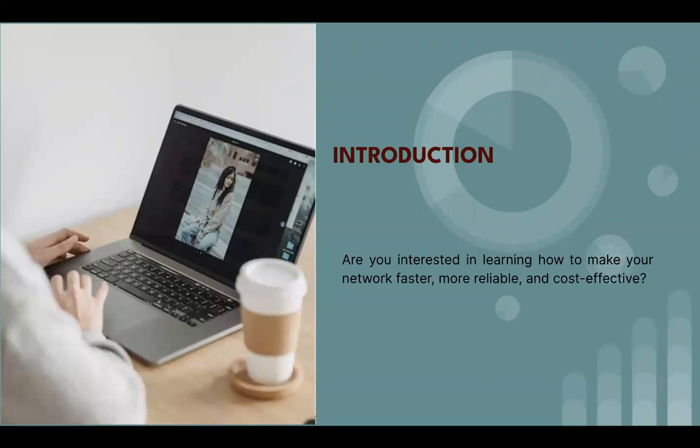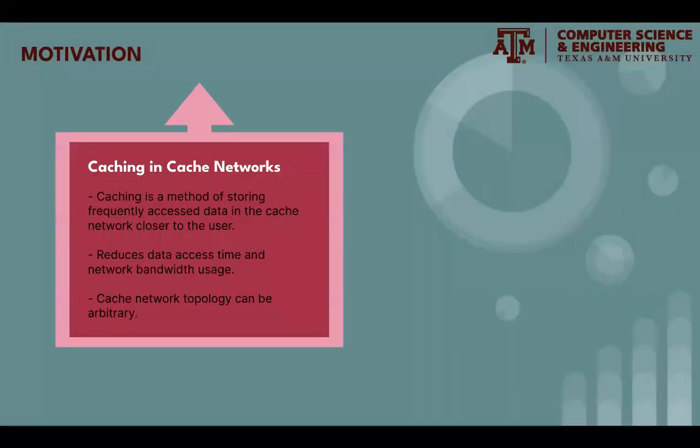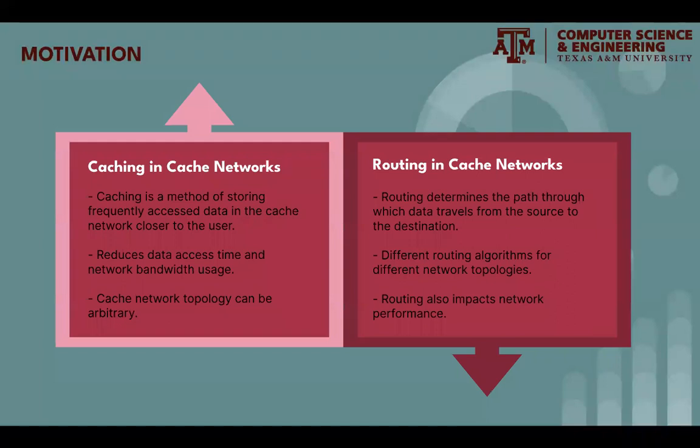To achieve this, we will expand on two techniques already discussed in the class, caching and routing. Giving a quick background on these two methods, caching is a technique to store frequently accessed data in a cache network close to the user. It can be an end user's machine or a cache network closer to the user like a CDN, which we talked about in the lecture. Caching offers the benefits of reduced bandwidth and reduced network access time.